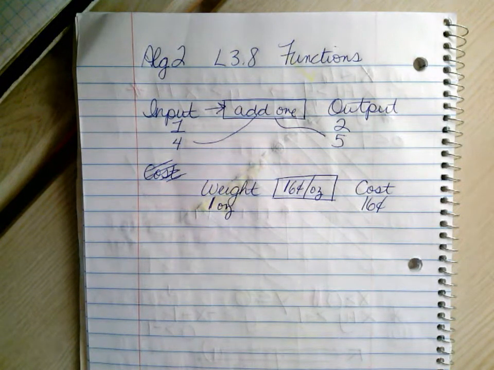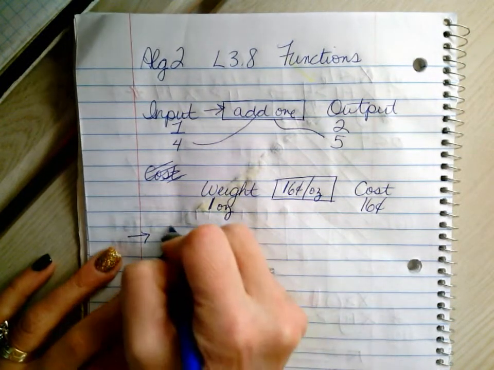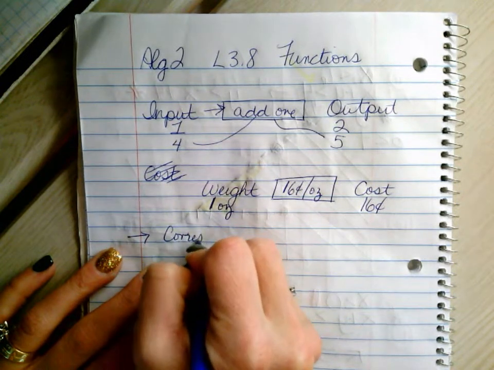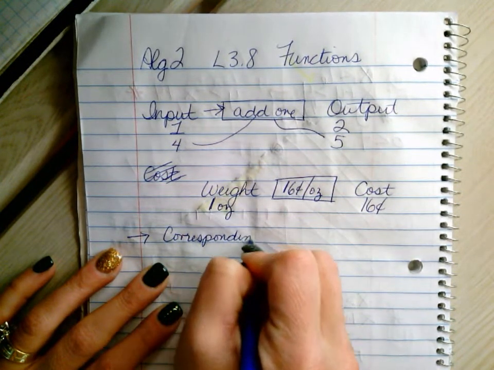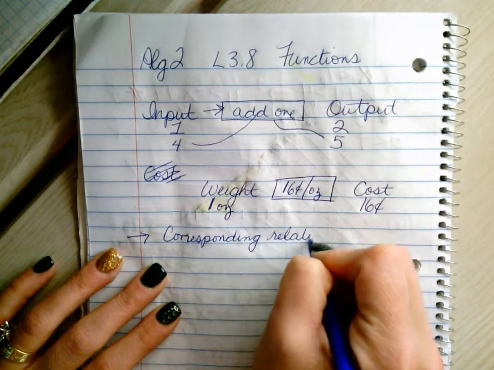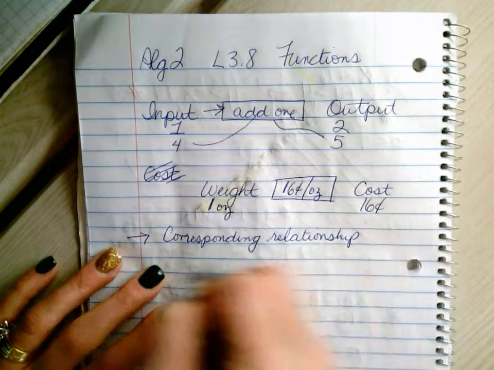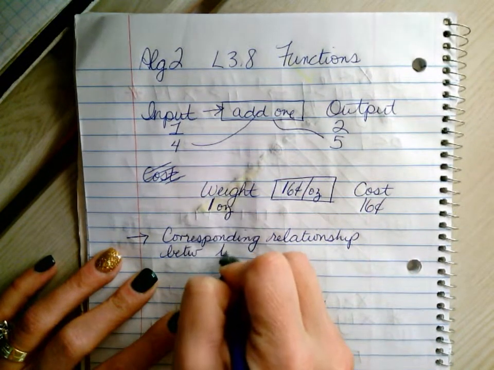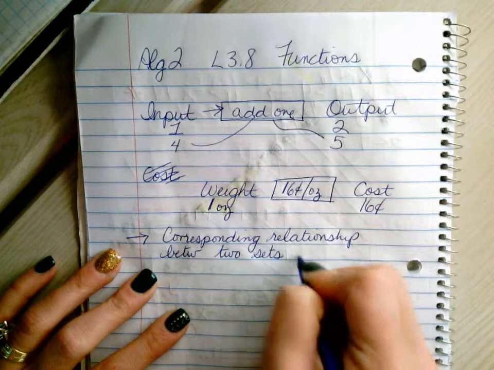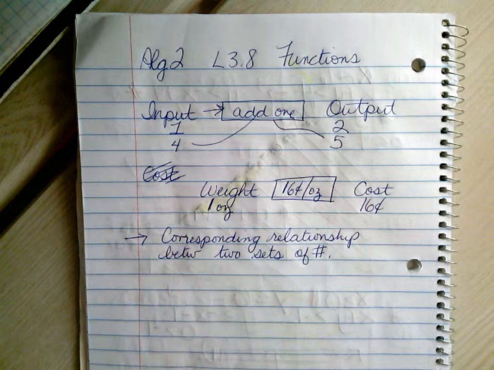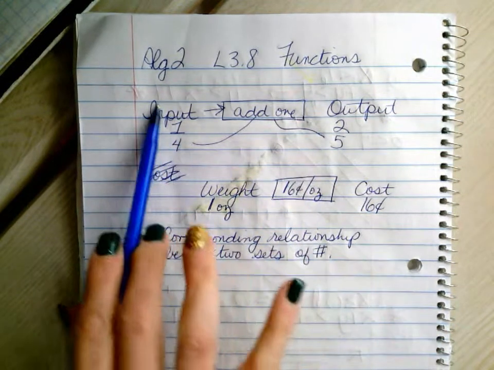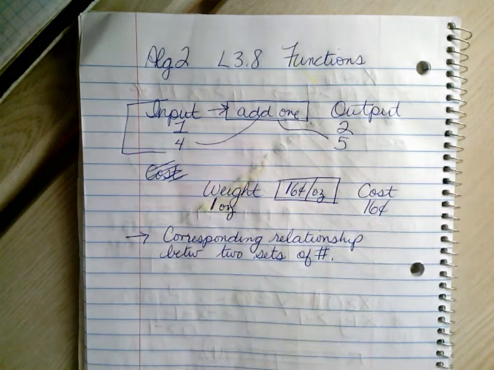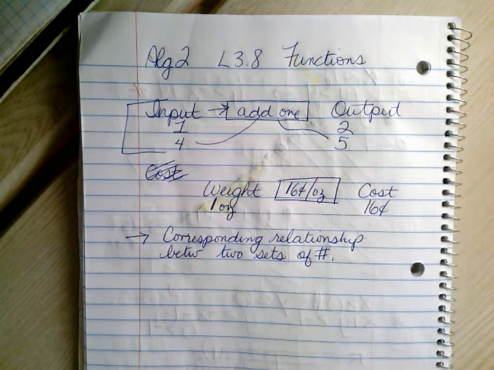Now, in Algebra 2, we start to learn some different things about functions, and by definition, a function is a corresponding, and I'll use the word relationship, between two sets of numbers. Okay? A relationship between two sets of numbers. If I kept going with this really simple one up here, eventually you would have been able to figure out that the relationship is simply to add 1. Okay? And it kind of depends on how many you give.